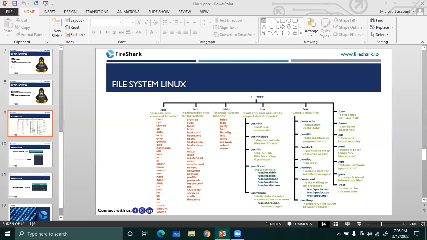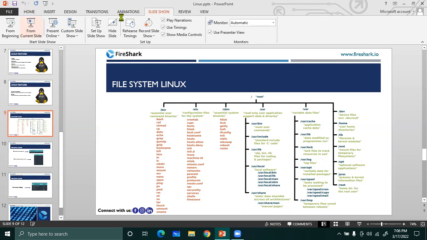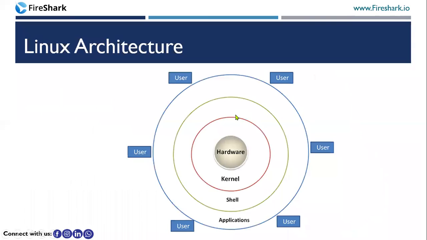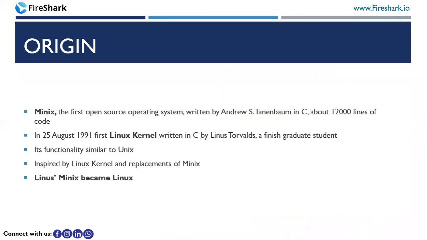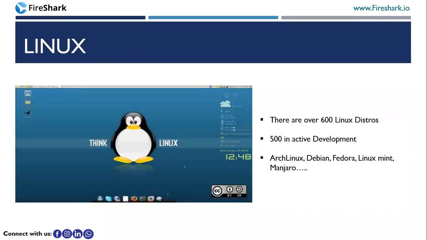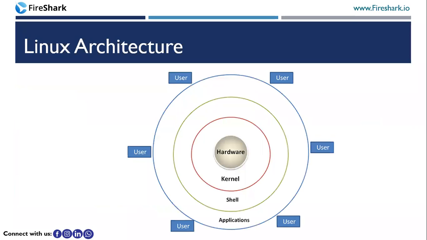So we were discussing Linux in the last session and the file system of Linux. We have discussed previously what Linux is, how Linux originated, and how Unix and Linux collaborated and formed Linux. And we have 600 plus Linux distros.